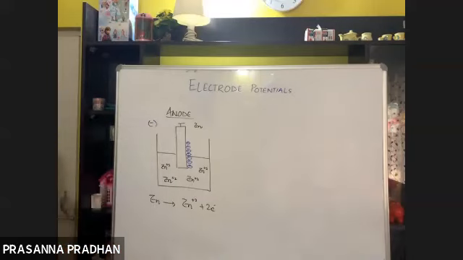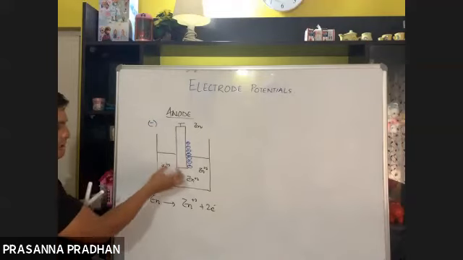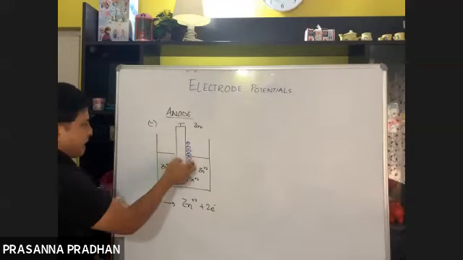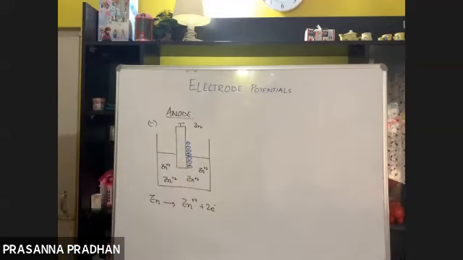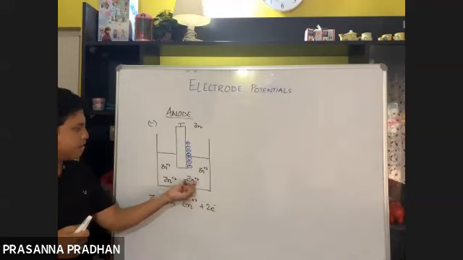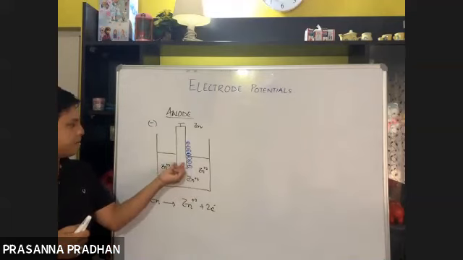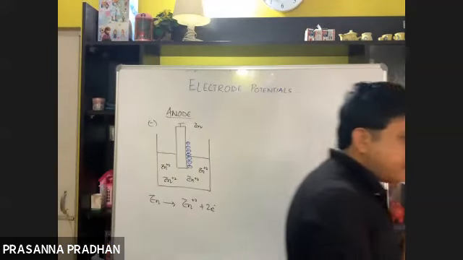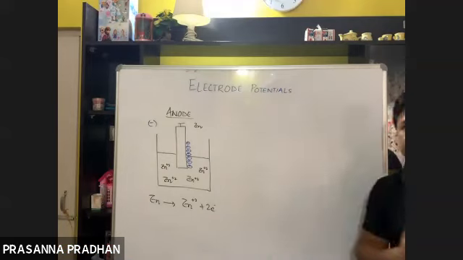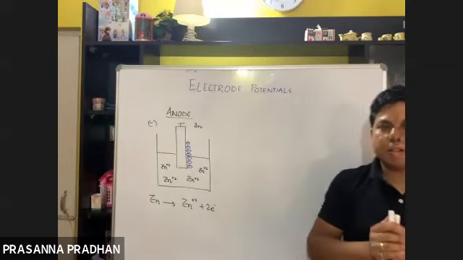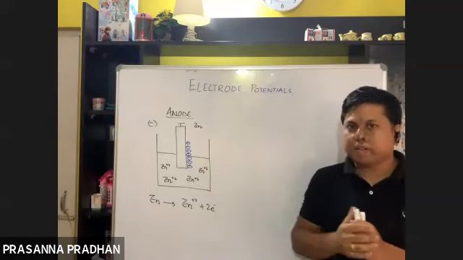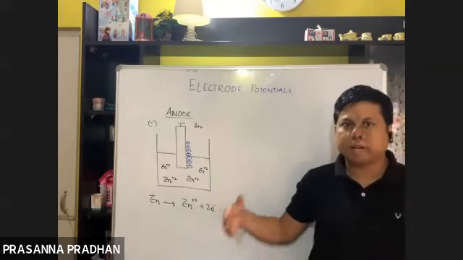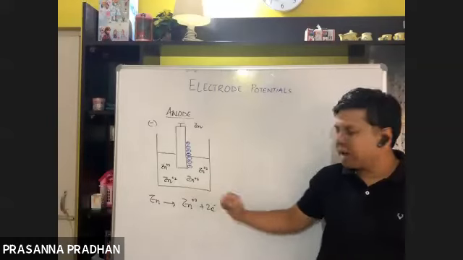As the cell reaction goes on, there will be a separation of charges between the electrode and its ions in the solution. The solution will constantly acquire a positive charge and the electrode will acquire a negative charge. And we know whenever there is a difference in charges, a potential difference will be created. How is it created? Due to the separation of charges, due to this reaction which occurs.